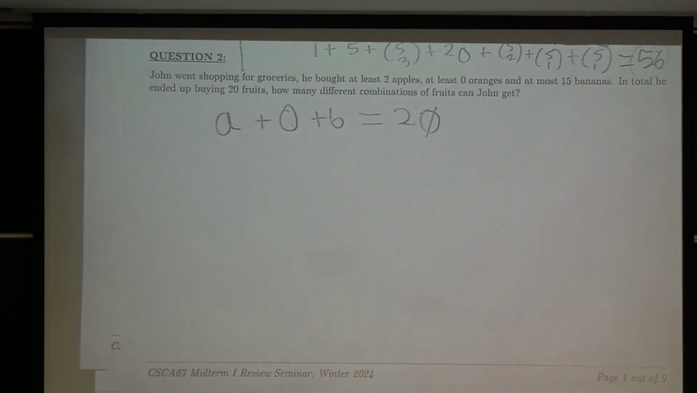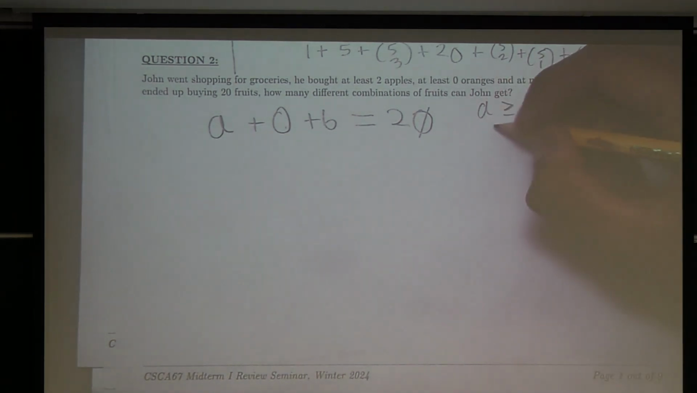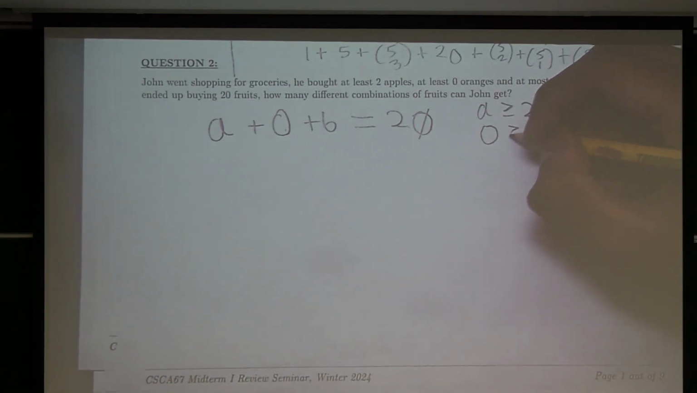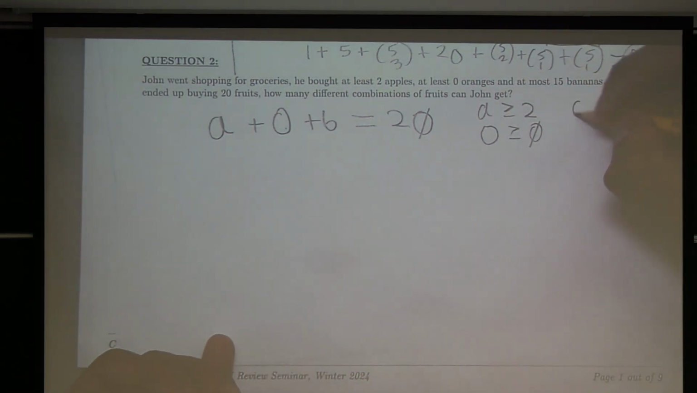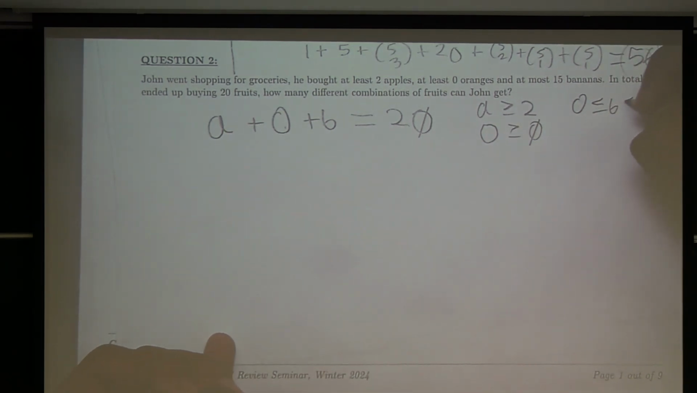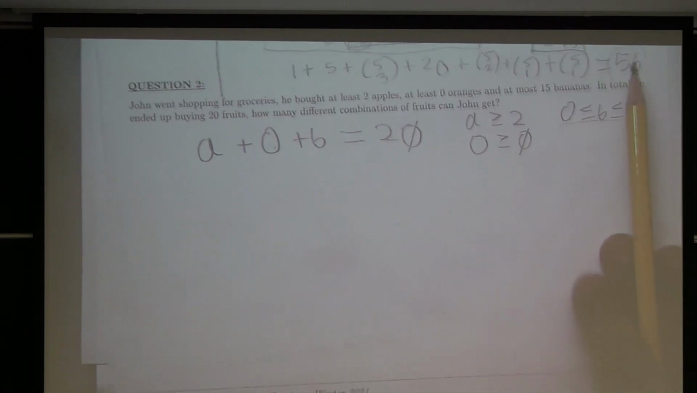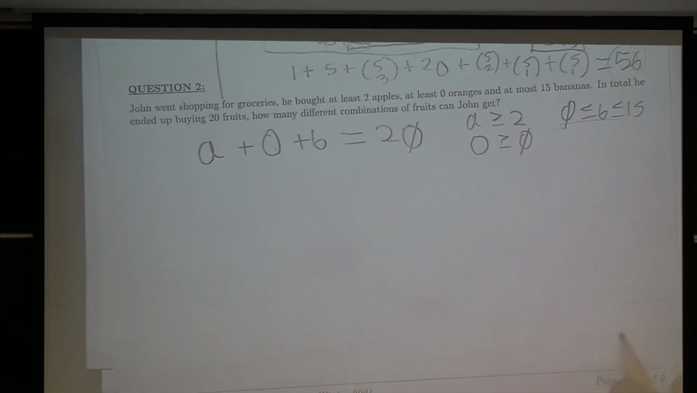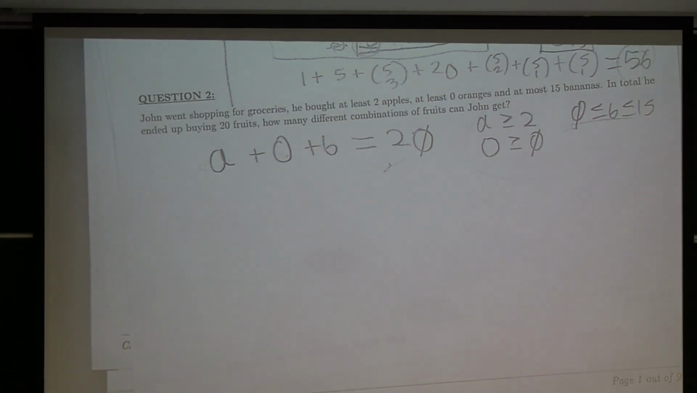We're given certain restrictions on each of these variables. A is greater than or equal to 2. O is greater than or equal to 0. And B is between 0 and 15. Even though it's not explicitly mentioned that B is greater than or equal to 0, we cannot have a negative amount of fruits, so we can say 0 is the lower bound. So we want to find the number of solutions to this equation with these given restraints.